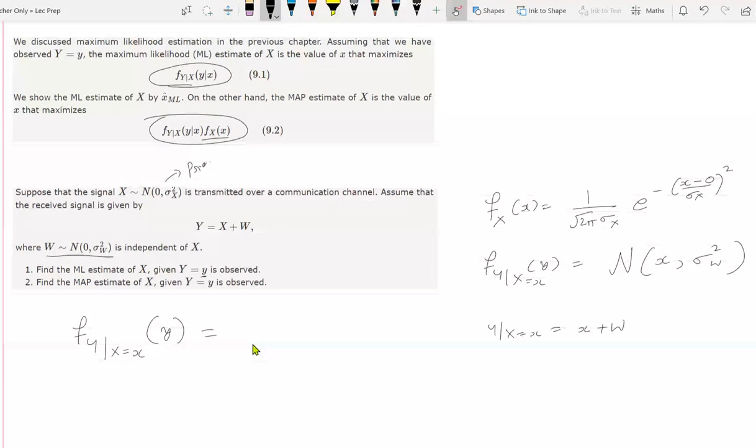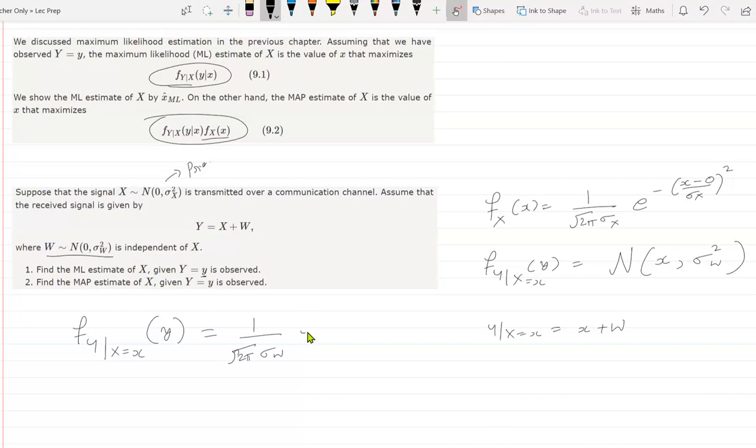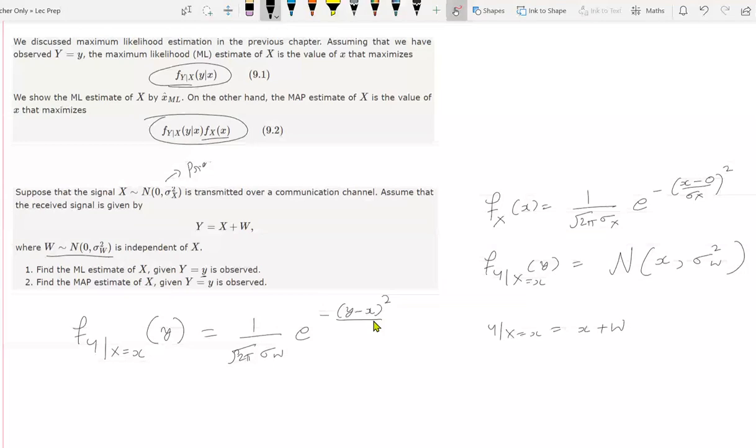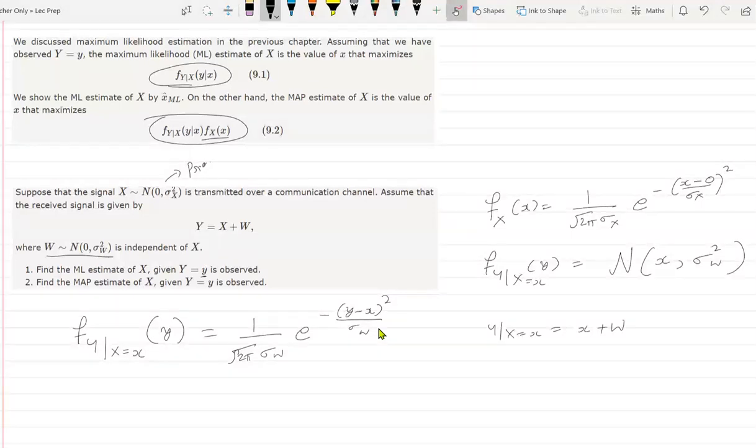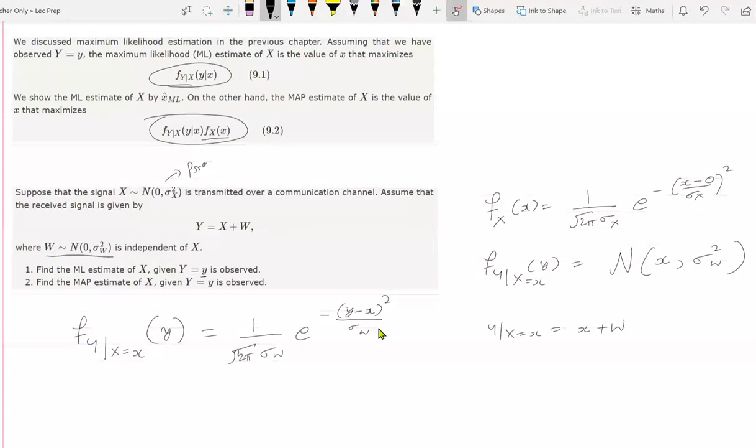So what is this? This is going to be 1 by root 2 pi sigma w, e raised to minus y minus x the whole squared divided by sigma w squared. Is that correct?